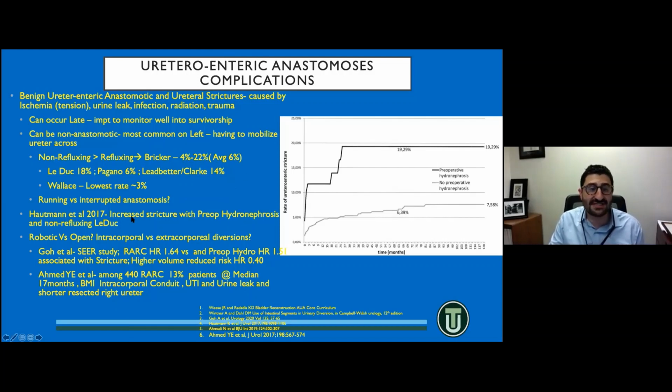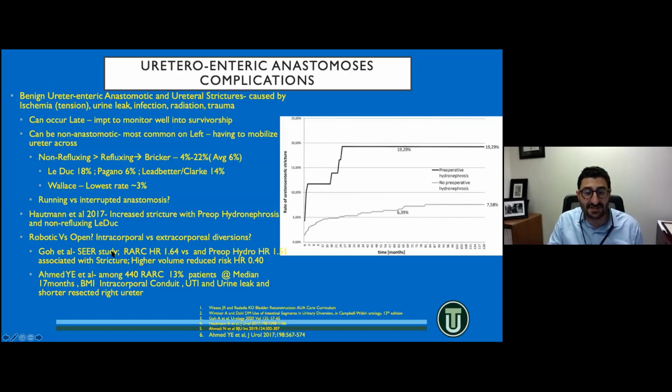Hautmann looked at his series of ileal neobladders and found that stricture rates were higher with preoperative hydronephrosis, with a 20% risk of stricture, whereas in those without pre-op hydronephrosis, the stricture rate was 7.5%. There's some evidence that robotic surgery may be associated with increased risk of ureteral stricture development.